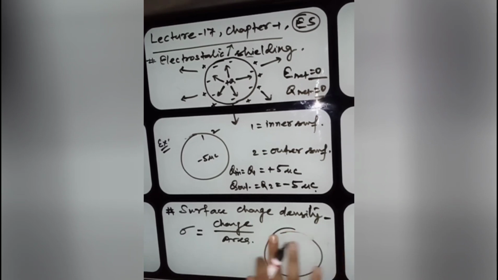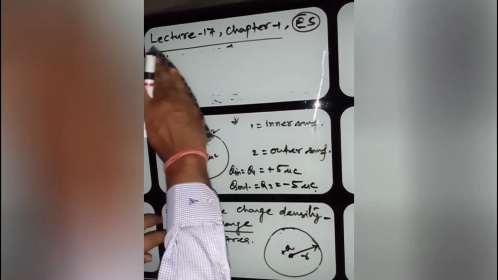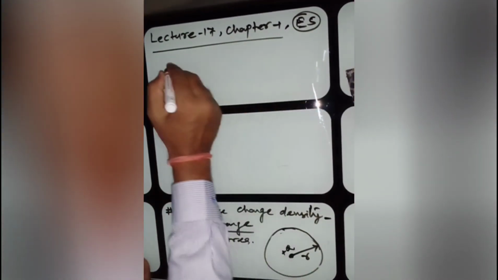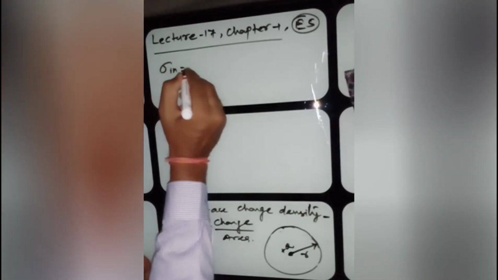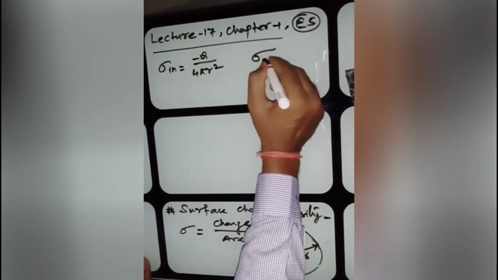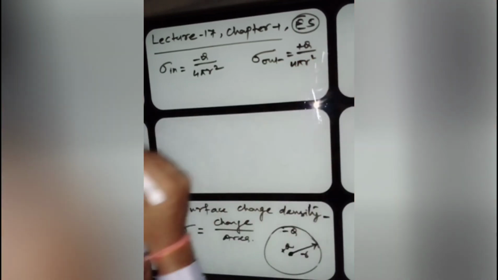This is a conductor of radius r. Suppose at the center we have placed plus q. You have to write the surface charge density at the inner surface and outer surface of this conductor. The sigma in will be, inside, how much charge will be there? Minus q divided by the area. If the radius is r, then 4 pi r square. And sigma out will be plus q divided by 4 pi r square.